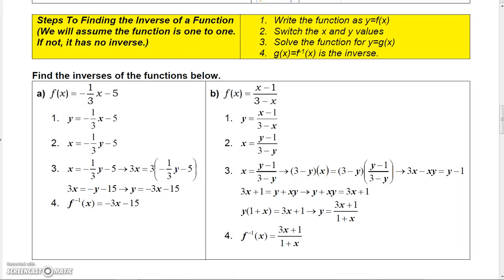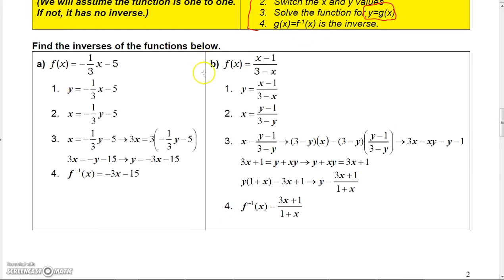Now the steps to finding the inverse of a one-to-one function are basically this. Write the function as y equals f of x, then switch the x and y values, then solve the function for y, and you'll get a new function, and that new function is the inverse.